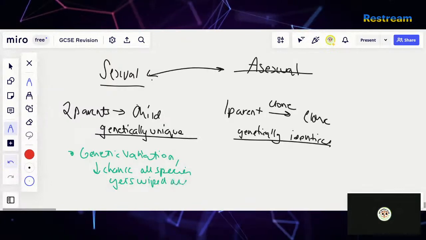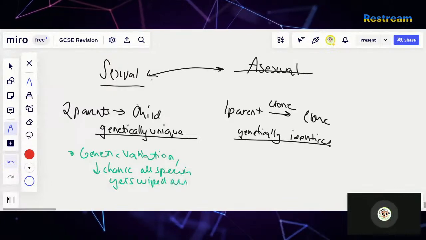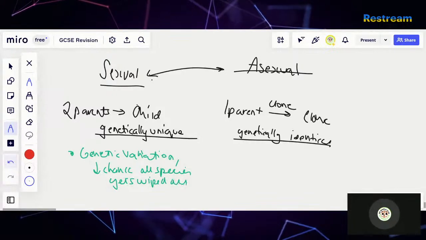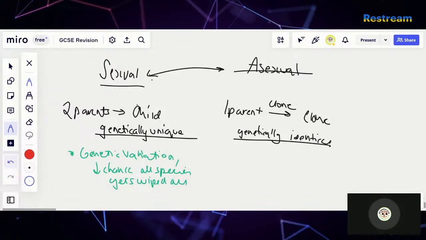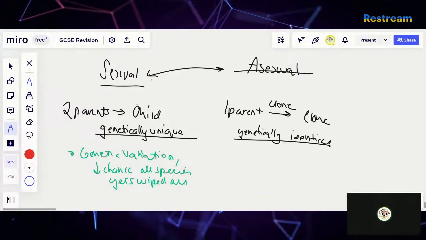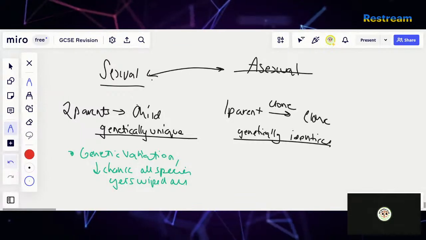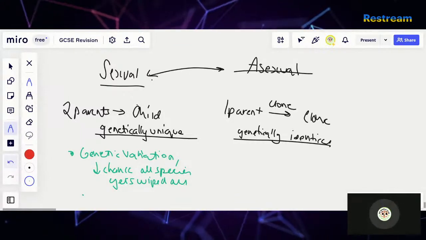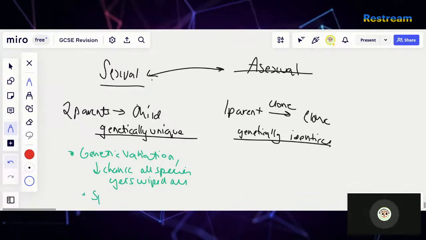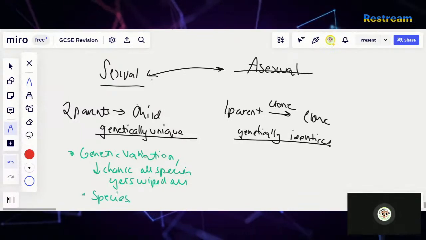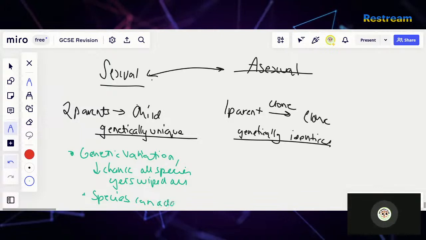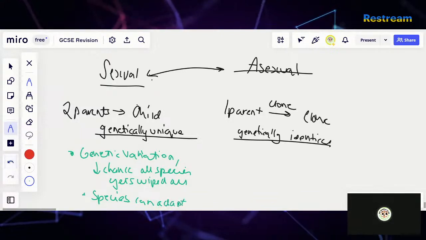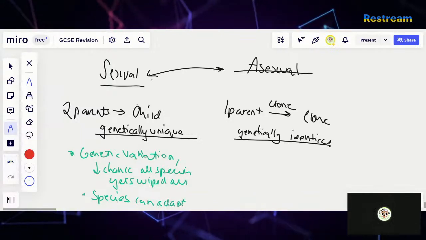Now, when there's genetic variation, you're increasing the gene pool, and the wider the gene pool is, the better. Another thing is when there's genetic variation, this also enables species to adapt. Species can now adapt. However, if they're just forming clones of their parents, they're not really adapting, they're remaining the same.